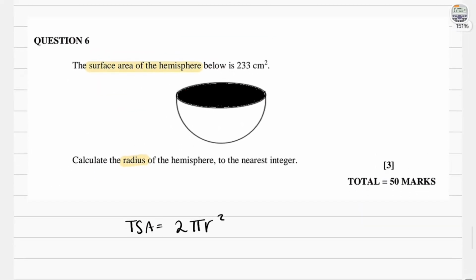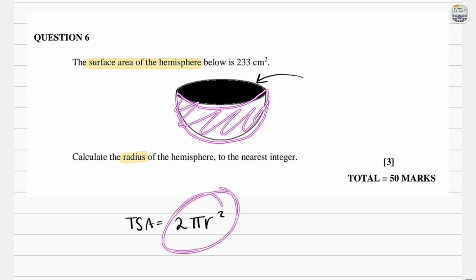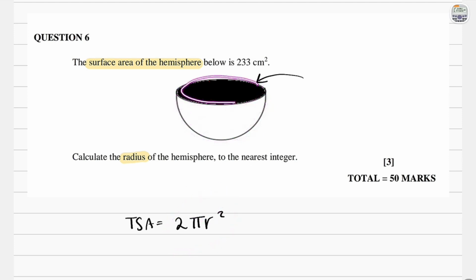But now I'm not really sure if they included this part, because if we're looking at the total surface area, well, they made it black. So they probably mean that we're not considering that part. We're probably considering only this part, and so it would make sense. This part would be 2 pi r squared. If we were considering this part as well, we would have to consider that this is a circle, and so the area of a circle would be pi r squared. So you would have to say 2 pi r squared plus pi r squared to get that.